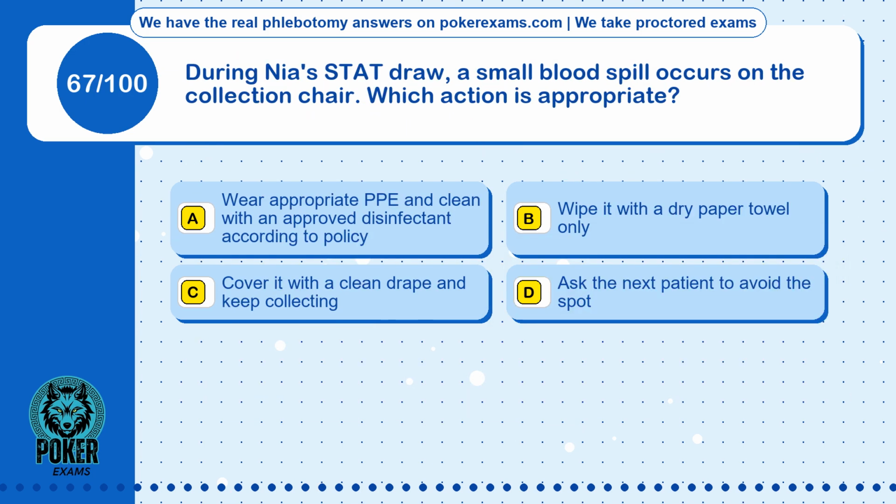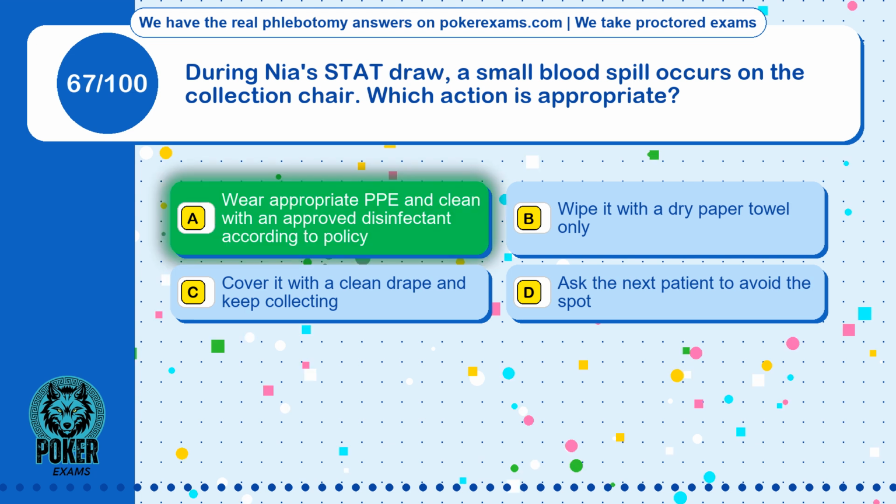Question 67. During a neostat draw, a small blood spill occurs on the collection chair. Which action is appropriate? Option A. Wear appropriate PPE and clean with an approved disinfectant according to policy. Option B. Wipe it with a dry paper towel only. Option C. Cover it with a clean drape and keep collecting. Option D. Ask the next patient to avoid the spot.